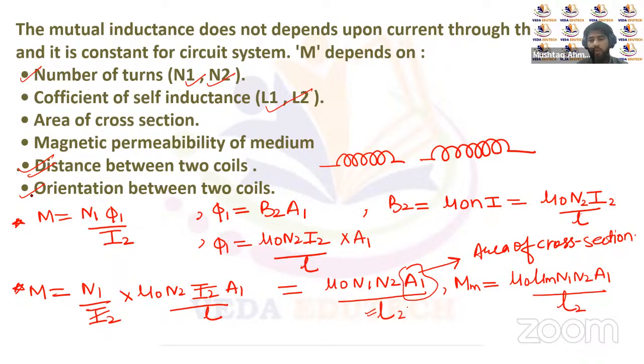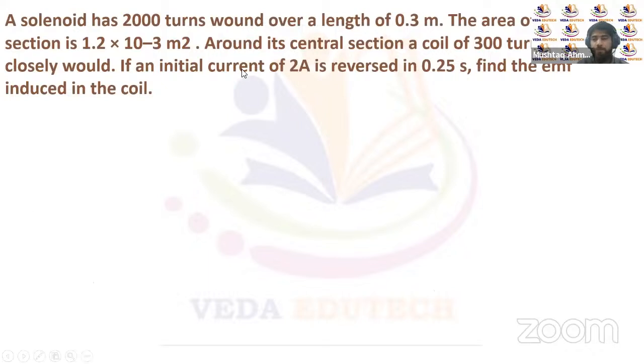So that's very important. The first factors were the number of turns, the coefficient of self-inductance, area of cross-section, and magnetic permeability. It means it depends upon the medium. So in different mediums, mutual inductance will be different, right? It depends upon the orientation and distance between the two coils as well. So this was the dependence of the coefficient of mutual inductance. And an important point to note is that it does not depend upon the current flowing through the circuit, right?